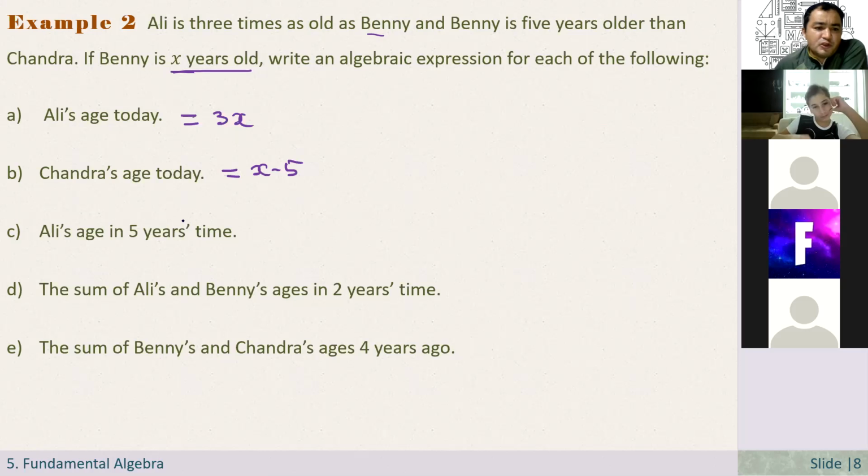Right. Wagif, how about question C? Ali's age in 5 years' time. Can you write his age in 5 years' time in X? How old is Ali now? 3x, right? So in 5 years' time, that means after 5 years, he will be 3x plus 5. Okay. Ali, how about D? Can you read question D and answer D?